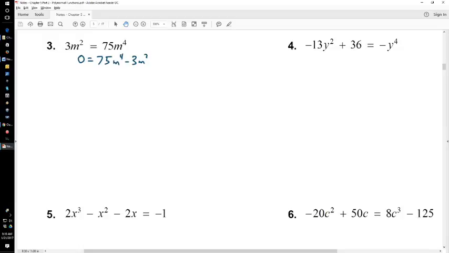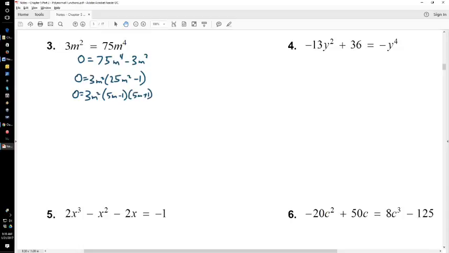But again, we can divide this by, what, 7 plus 5 is 12. So yeah, you can divide them both by 3, you can divide them both by an m squared. So 0 equals 3m squared. 75 divided by 3 is 25. M fourth divided by m squared is m squared. And negative 3m squared divided by 3m squared is negative 1. And oh look, that is a difference of squares. So 0 equals 3m squared, 5m minus 1, and 5m plus 1.